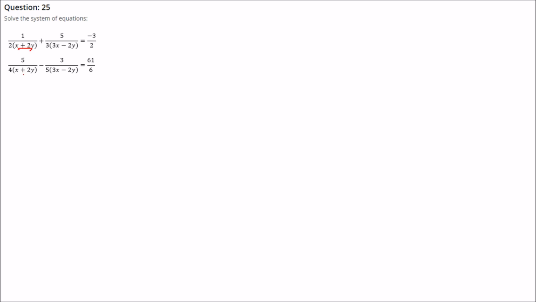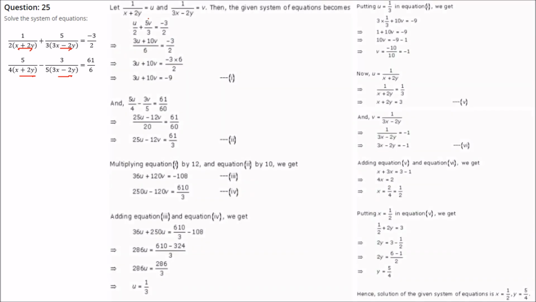Next question. See this term and this term are equal, means same. This also are same. So 1 by x plus 2y can be written as, say, some p or q or any letter of the alphabet you can take, except x and y. So what we can do here is 1 by x plus 2y can be taken as u, and 1 by 3x minus 2y can be taken as v. So this becomes u by 2 plus 5v by 3 equal to minus 3 by 2. And this becomes 5u by 4 minus 3v by 5 equal to 61 by 60. This is our first equation.